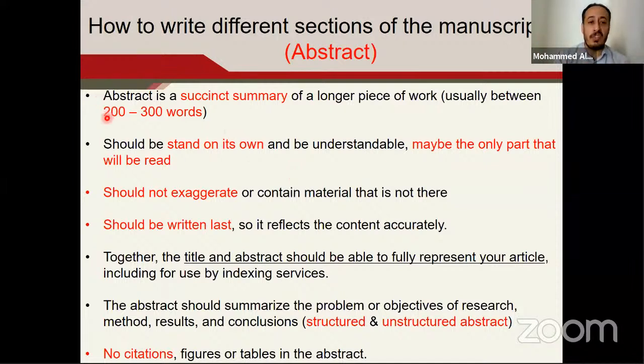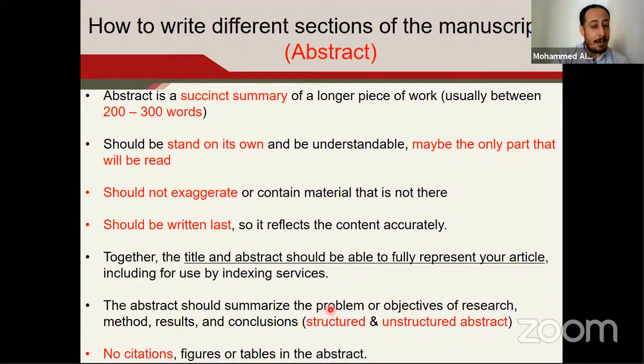Most of the journals request between just 200 to 300 words. So within this, you should have your problem statement, just one line, then the objective or the aim of the study, brief methodology, and then in the result, not all the findings, just the significant findings and conclusion, because in the result section later on, you will explain the non-significant.